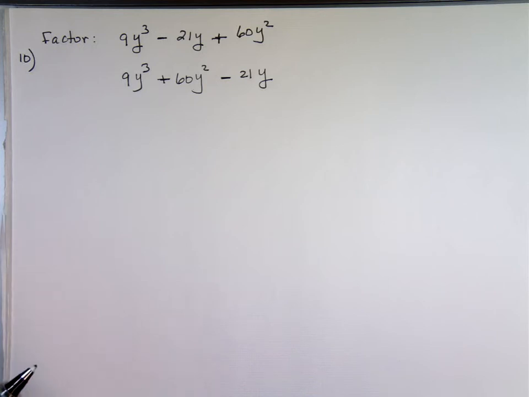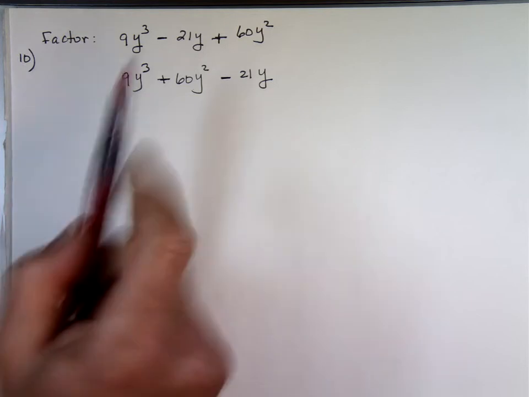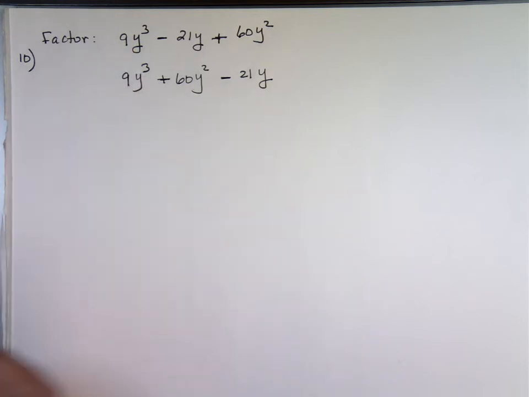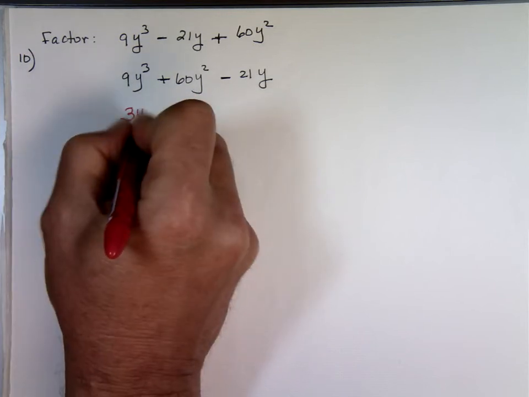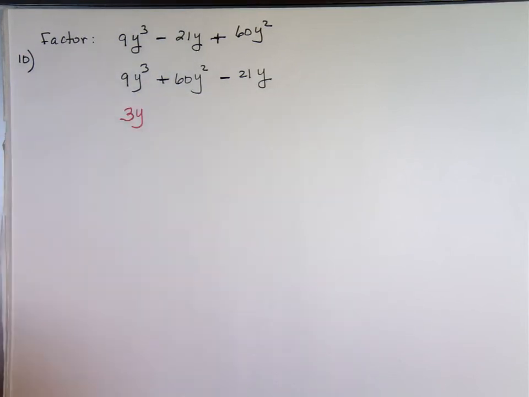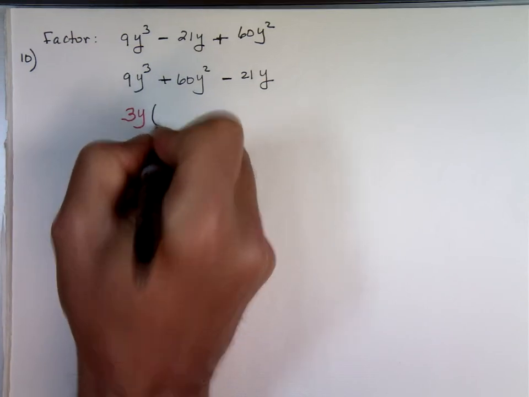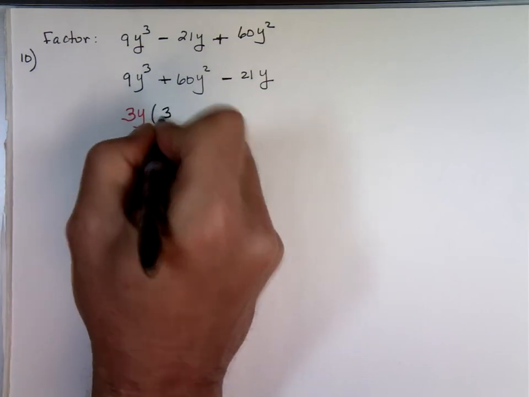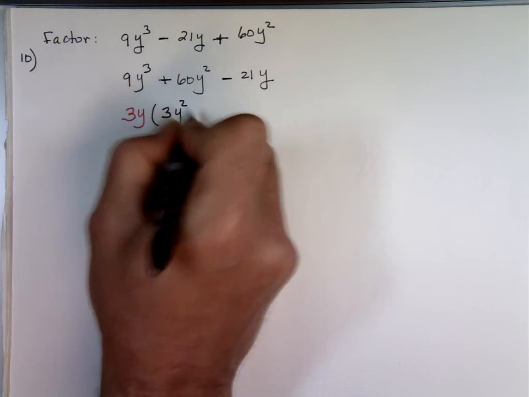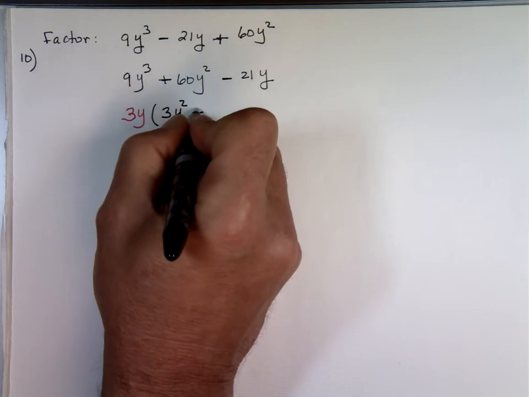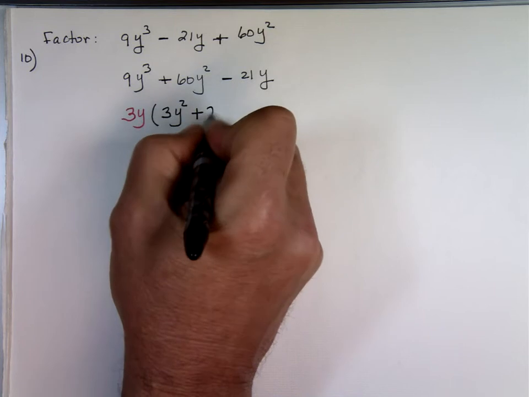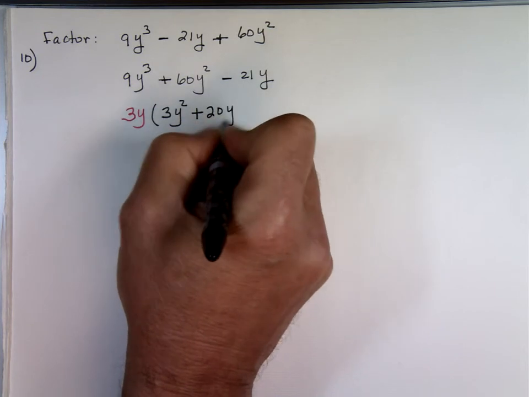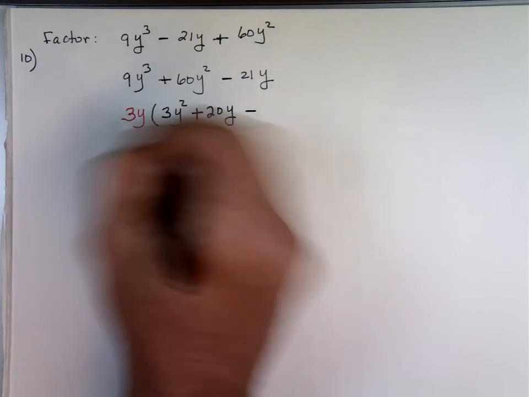Now, greatest common factor. I notice they're all divisible by 3. So if I take a 3 out, I can also take a y out. If I take 3y out, what's left? 3y squared plus, what is 60 divided by 3? 20y. What's 21 divided by 3? It's 7.